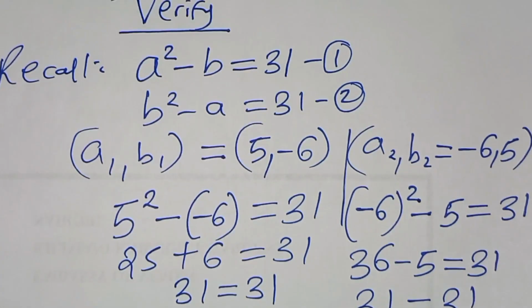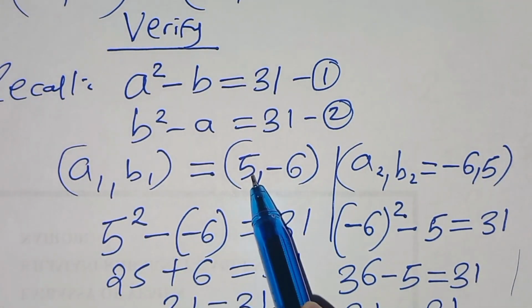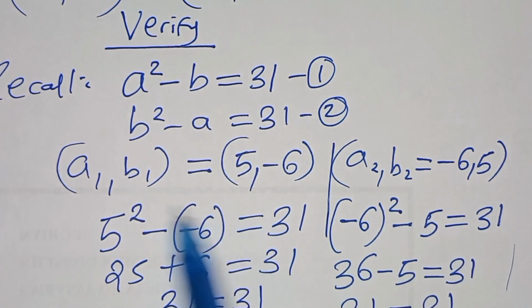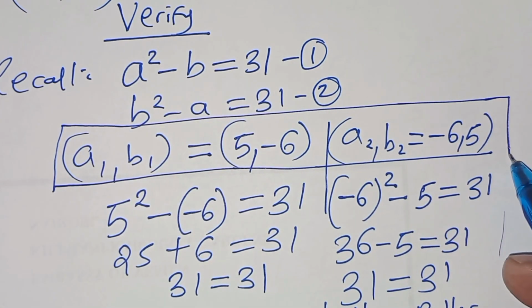And that implies that we have two sets of solutions here. a1, b1, which is 5, negative 6, and a2, b2, which is minus 6 and 5. So these are the two sets of solutions that we have for this algebra problem.